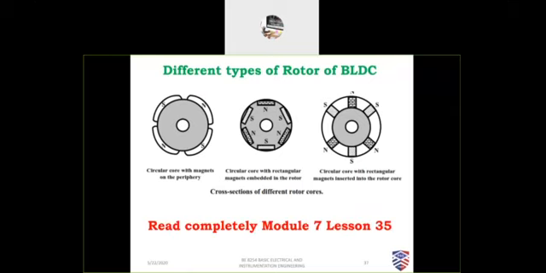That's module 7, lesson 35. There are 3 types of rotor. One is magnets will be on the periphery. Another one is they will be embedded into the rotor, or they will insert the magnets. There are 3 types: circular core with magnets on the periphery, circular core with rectangular magnets embedded in the rotor, circular core with rectangular magnets inserted into the rotor core.